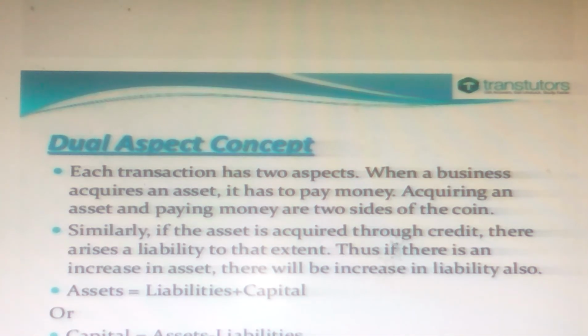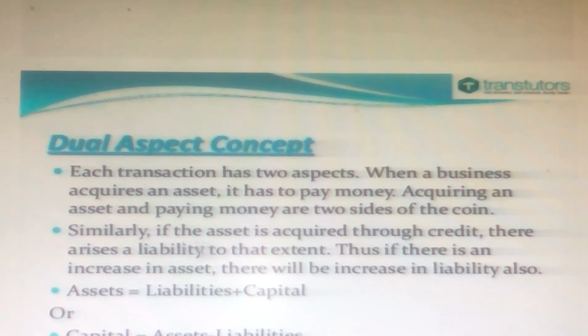So what is the meaning of dual aspect? Each transaction has two aspects. When a business acquires an asset, it has to pay money. Acquiring an asset, and for that particular asset, paying money, are two sides of the coin. That's what two aspects means: one is the giving part, the second one is the receiving part.